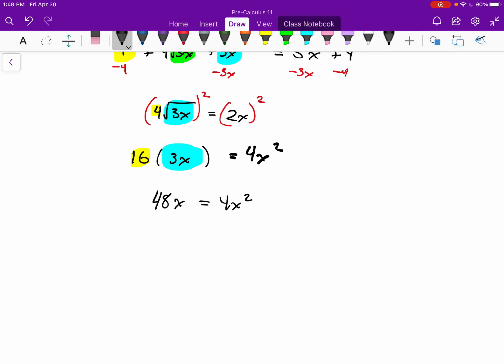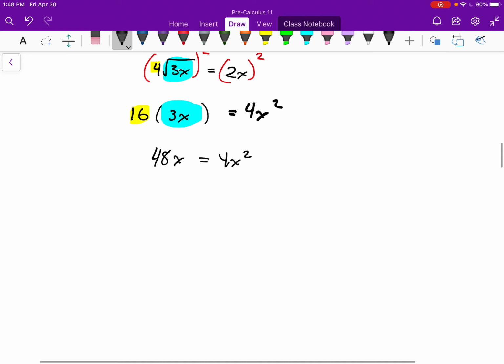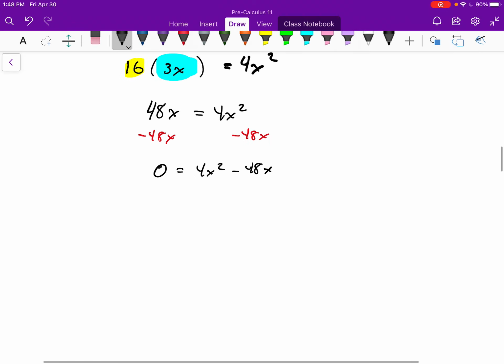How do I solve this? Again, I have the makings of a quadratic equation. So let's bring everything to one side. I'm going to subtract 48x from both sides. So this equals 0, and I have 4x squared minus 48x on this side, which I can solve quite nicely if I can factor this. How do I factor this? Look for a greatest common factor, and the greatest common factor is 4x. Take out a factor of 4x, and I have just x minus 12 left.